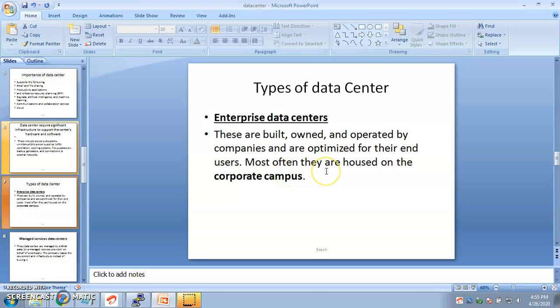Most often they are housed on the corporate campus. In the sense, there's a company, say 5Tech. 5Tech doesn't want to have a data center outside its premises, or they don't want to outsource it, or they don't want to go into a cloud. So they would have their own physical data center where they have routers, switches, network, everything connected. So it is basically owned and maintained within the premises. These are enterprise data centers.